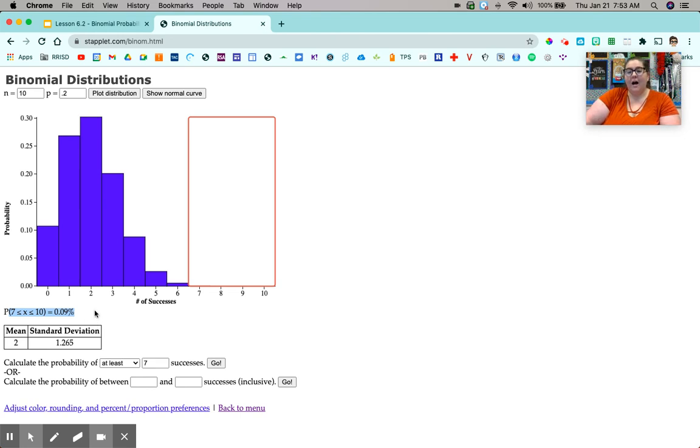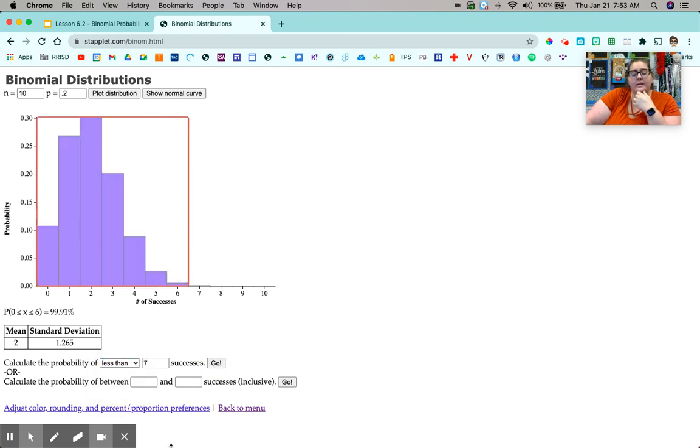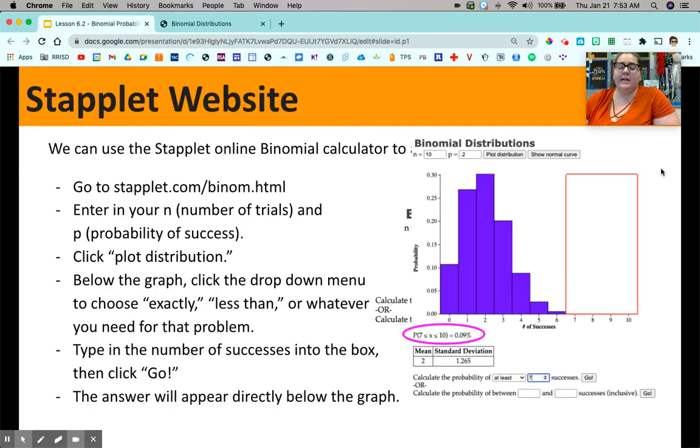So that was a lot quicker than trying to work things around in my calculator. It is always okay to use this website. You can also use it to find the probability of exactly 7 successes, less than 7 successes. I can change around the numbers, and this just makes it a lot easier to figure out what you need, and it shows you visually what that probability is, which is really handy. So that is the website.